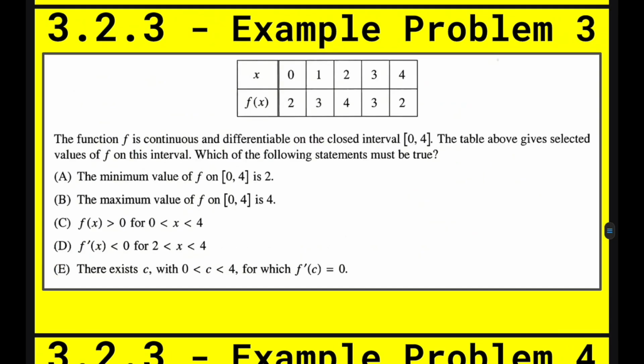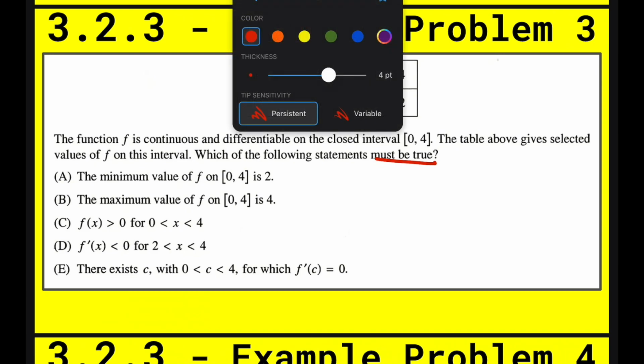All right, example problem number 3. The function f is continuous and differentiable from 0 to 4. The table above gives selected values of f. Which of the following must be true? Okay, again, if you can come up with one example to break it, it's not going to be true. All right, when in doubt, graph it out. So that's actually what I'm going to do here.